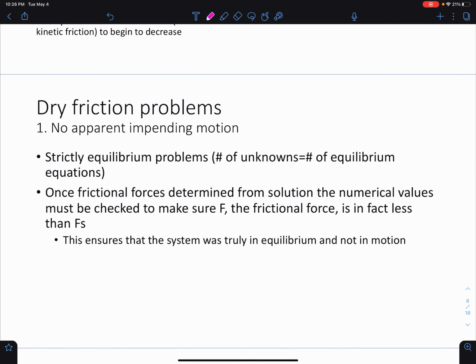Dry friction problems. So we have different kinds of problems. The first type of problem is no apparent impending motion. Okay. These are strictly equilibrium problems where the number of unknowns equals the number of equations of equilibrium. So these are very straightforward problems that we can do. Once we know the frictional forces from the solution, the numerical values have to be checked to make sure that we're definitely still in the static friction zone. And then if we really are still in the static friction zone, that means our analysis was okay and we can just stop there. If for whatever reason we surpass that static friction, then our analysis is invalid and we have to kind of go back to the kinetic friction and start all over. Okay.